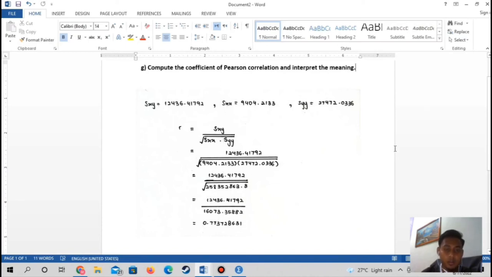So this is our manual calculation. There is the SXY value, SXX value, and SYY. So our manual calculation answer is 0.773728631. So we will go to the SPSS calculation.